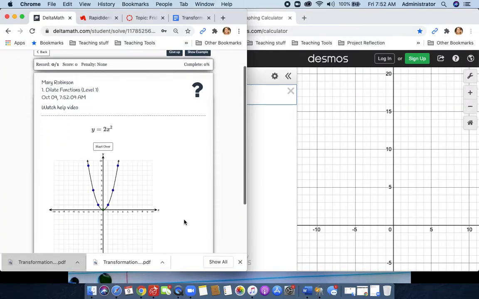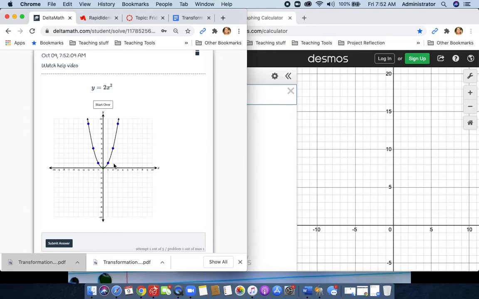So I wanted to do it on paper, but also show you how we do this on Delta Math. If given this graph, notice how this has the parent function. You're always starting with the parent function y equals x squared. And your job, like yesterday, is to drag a point around to create this graph.